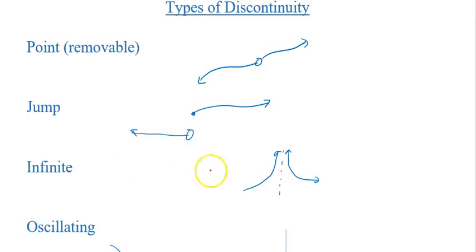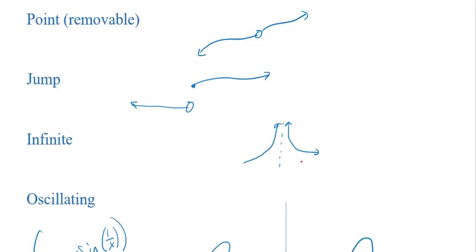Infinite discontinuity is when you have a vertical asymptote, and I've just drawn one where the sides go off to infinity, but anytime that you were tracing this, you would have to trace, pick up your pencil, and jump to the other side to trace the second part. That is infinite discontinuity when you have a vertical asymptote.